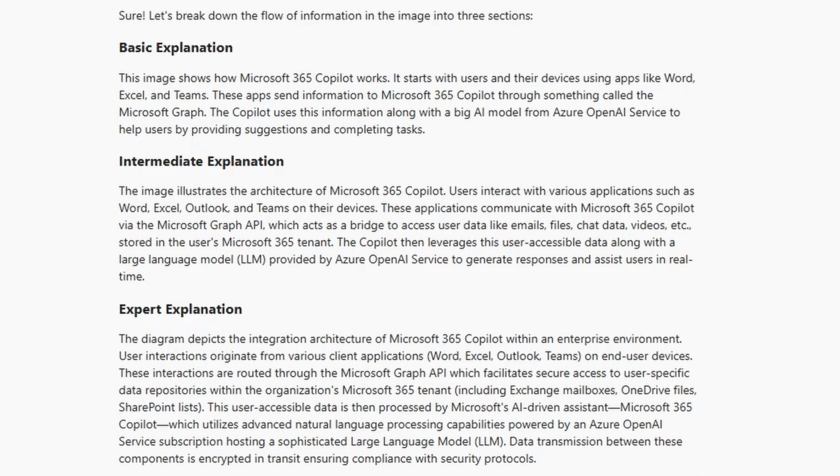The image directly shows how Microsoft 365 Copilot works. It starts with users and their devices using their various apps. The apps send information to Copilot, and the graph. The Copilot then uses the information using a big AI model from Azure OpenAI Service to help users by providing suggestions and completing tasks. We then go into our intermediate explanation, how it illustrates the architecture, shows the various usage of applications and services. They communicate with Copilot via the Graph API, which acts as a bridge to access user data like emails, files, chats, videos, etc. from your Microsoft 365 tenant.